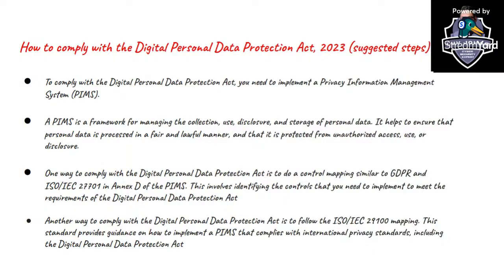A privacy information management system is nothing but a framework which has been introduced for managing the collection, use, disclosure, and storage of personal data. Okay, because as you can see, the act that has been introduced is related with personal data. So that's why you need to understand the use of a privacy information management system. How will it help you? It will help you to ensure that personal data in your organization is processed in a fair and lawful manner, and it is protected from unauthorized access, use, or disclosure.